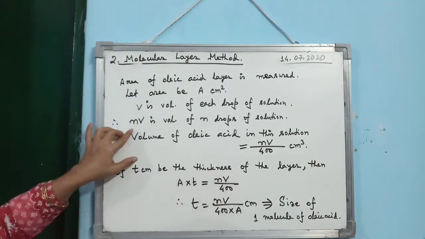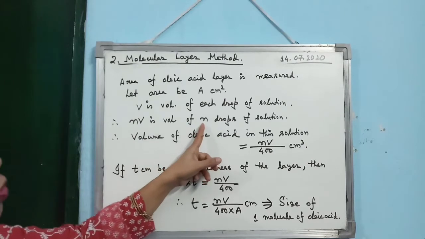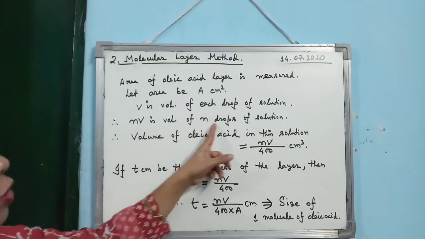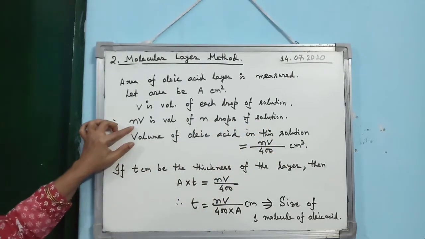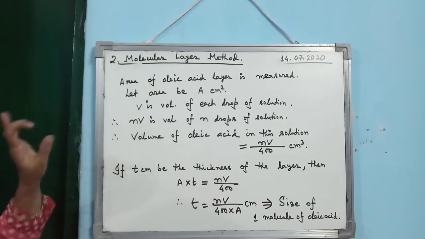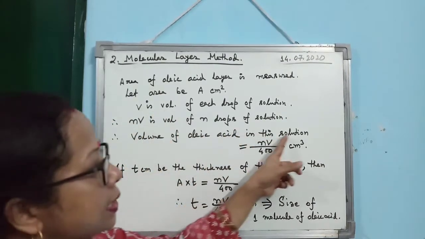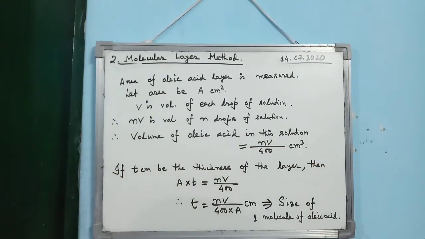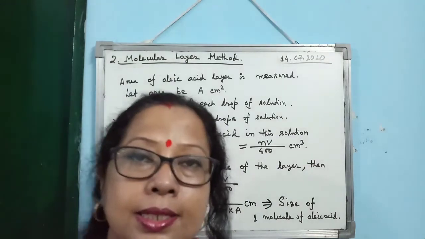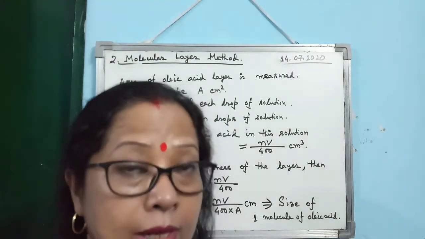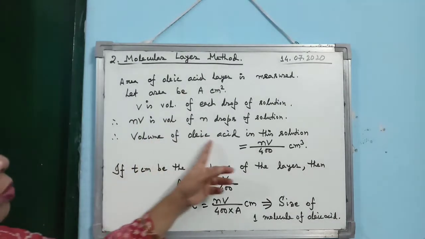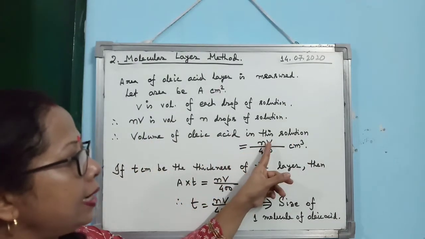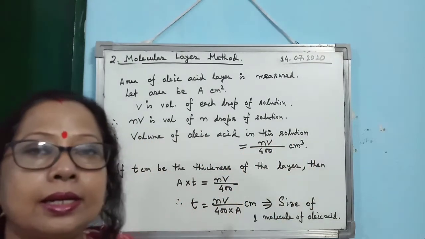So what will be the volume of n drops of solution? The volume of n drops of solution will be n into V. Alright, so what will be the volume of oleic acid in this solution? Because you know the concentration of oleic acid in the solution is 1 by 400. So the volume of oleic acid in the solution will be nV by 400 centimeter cube.